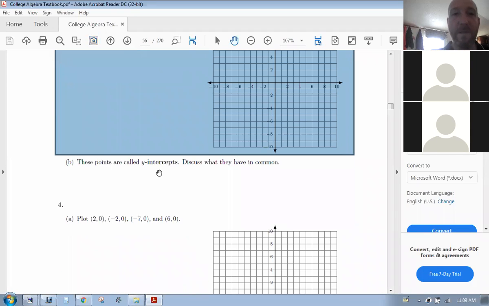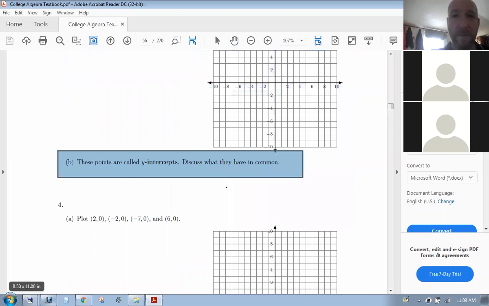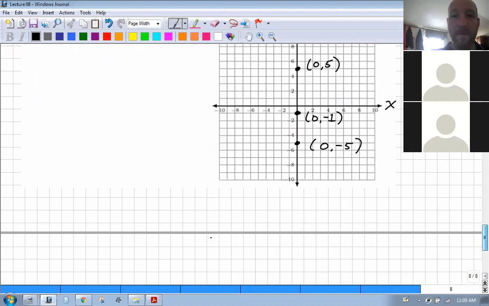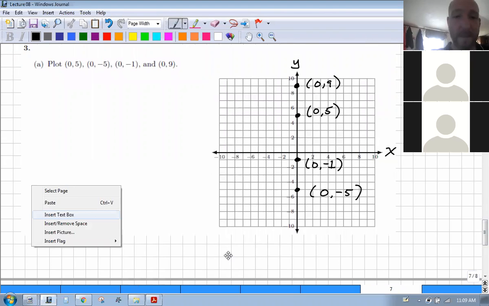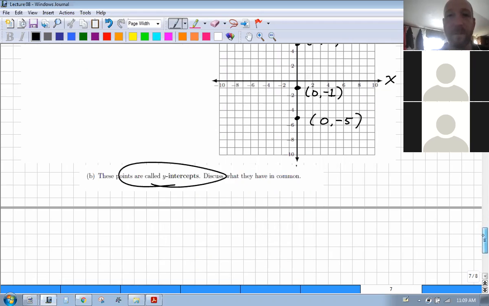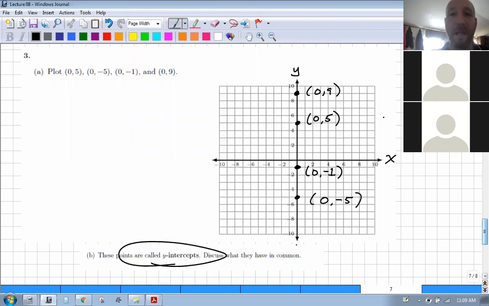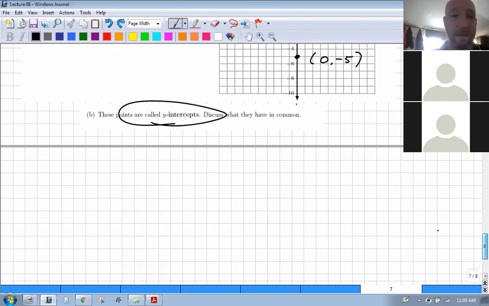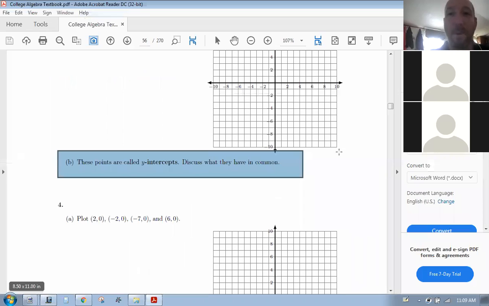All right, these points are called y-intercepts. They're called that because they're lying on the y-axis. Here soon we'll be talking about lines. We'll say that's its y-intercept, the point where it crosses the y-axis. But we got to get points down before we go to lines.